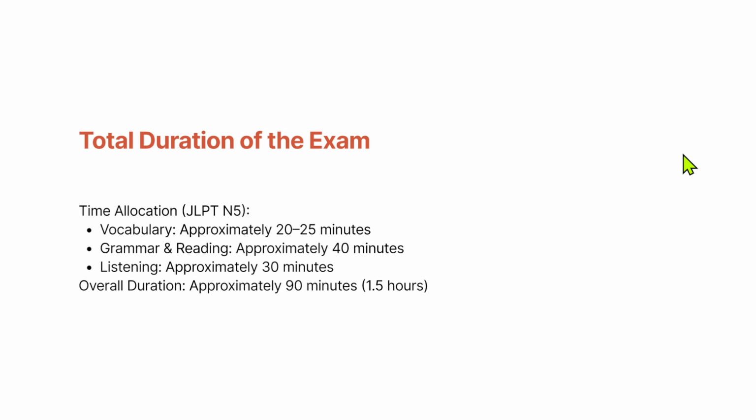So the best way to succeed is to make your reading comprehension and listening comprehension as good as you can, because that is where you would be able to score well, and also where there are chances of you wasting more and more time. So try to read a sentence as fast as you can, and also try to listen and comprehend speech as fast as you can. Okay, so overall 90 minutes: vocabulary 20 to 25 minutes, grammar and reading 40 minutes, and listening approximately 30 minutes.